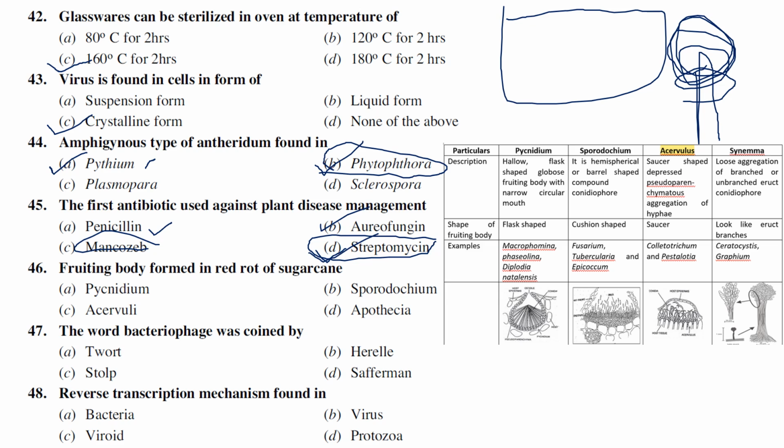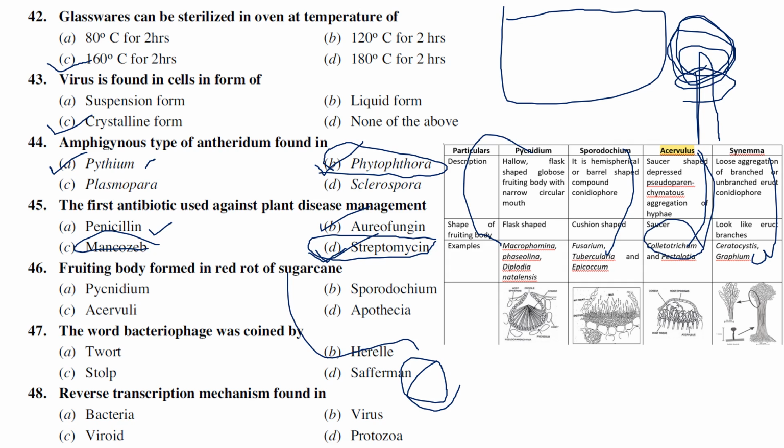Fruiting body formed in red rot of sugarcane. We must know that red rot of sugarcane is caused by Colletotrichum falcatum, which produces an asexual fruiting body. Pycnidium is produced by Macrophomina, Phaseolina, Diplodia. Sporodochium, Fusarium, Tubercularia. Acervulus, Colletotrichum and Pestalotia. Synnema, Ceratocystis and Graphium. So here Colletotrichum is there, right? All Colletotrichum produce acervuli only. Here red rot of sugarcane is caused by Colletotrichum falcatum, so it comes under Colletotrichum acervulus. Pycnidium is microform and all the other things I have given in this table.